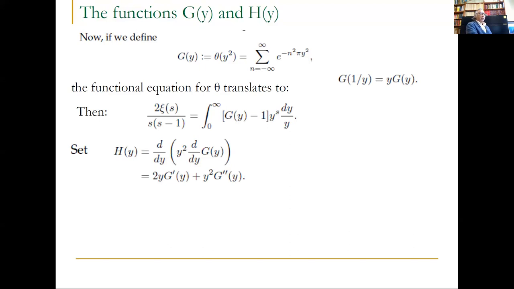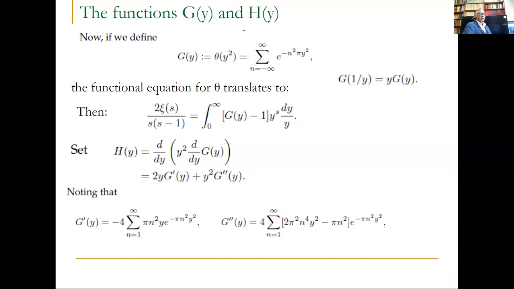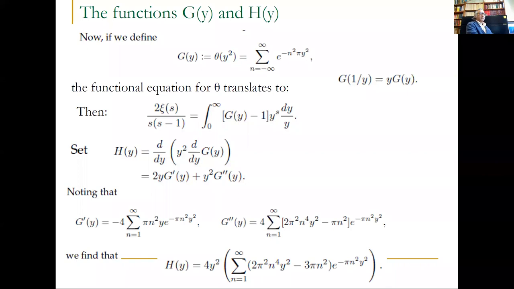And if you set h of y to be d by dy of y squared d by dy of g of y, then you get a differential equation involving g of y: 2y g prime of y plus y squared g double prime of y. Noting that g prime of y can be written as a summation with e to the minus pi n squared y squared, and g double prime of y can similarly be written, you have these terms. You find that h of y is actually 4y squared times the summation, n going from 1 to infinity, of 2 pi squared n to the 4 y squared minus 3 pi n squared, times e to the minus pi n squared y squared.